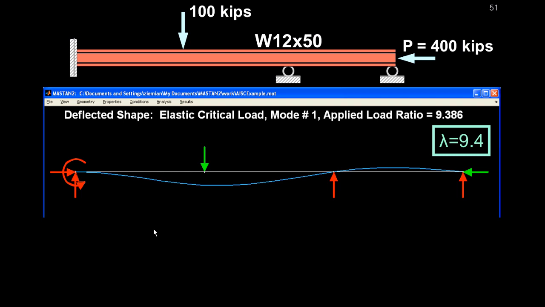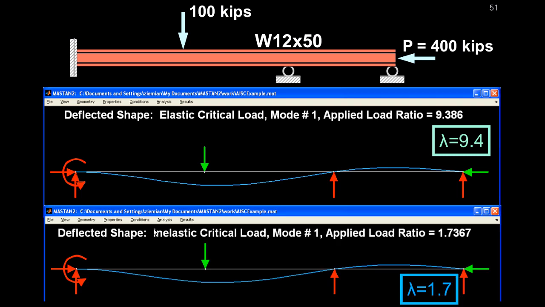Now, Mastan does have a feature that a lot of programs don't, and that's the ability to do an inelastic buckling analysis. And it's interesting, once you account for the inelasticity, the buckling load factor drops all the way down to 1.7. Now that, again, is still well above that when we were getting plastic hinges and everything, and that's because this type of a buckling analysis doesn't account for yielding due to bending. It only accounts for yielding due to axial force. But it does get you a lot closer to the answer than elastic critical load does.